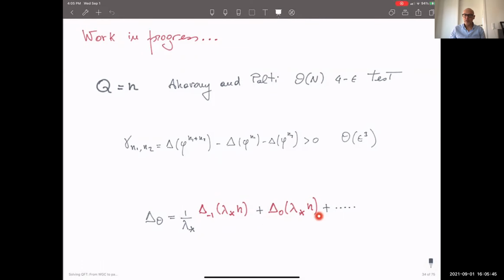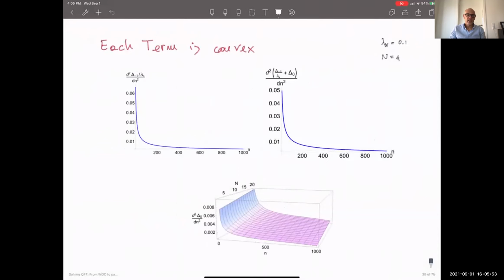So let's see what the convexity properties of each of these two functions are. Interestingly, at least we found it interesting, and this can be generalized. Since you want to look at the convexity, it's enough to study the second derivative of the function as a function of n for delta minus 1. This is always positive for arbitrary n. And you can also consider the second derivative of the sum. In fact, you also know that delta 0 itself is also convex, and the sum is convex.